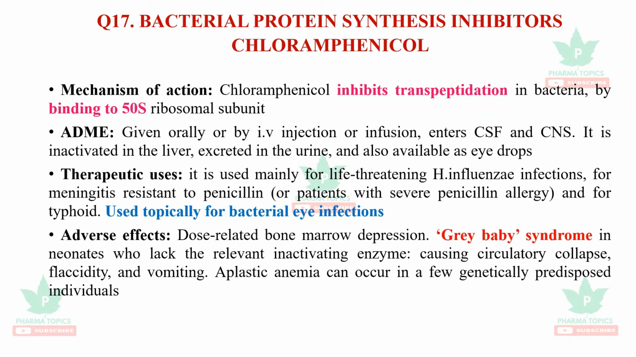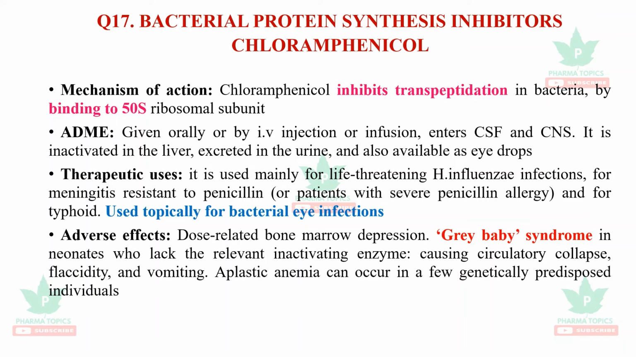Question number 17, it's a short note on chloramphenicol. It's a bacterial protein synthesis inhibitor which inhibits transpeptidation in bacteria by binding to 50S ribosomal subunit. It can be given orally or by IV injection or infusion, enters CSF and CNS. It's inactivated in the liver and also available as eye drops.